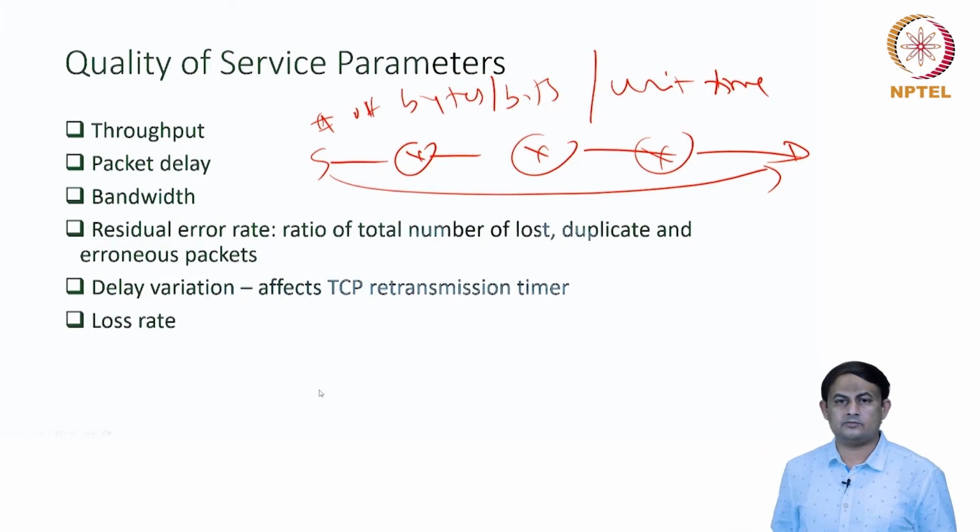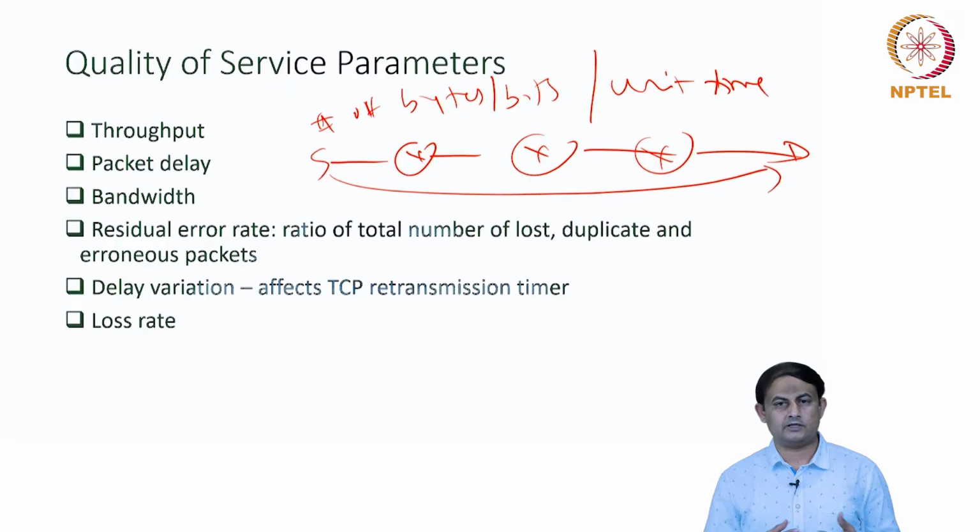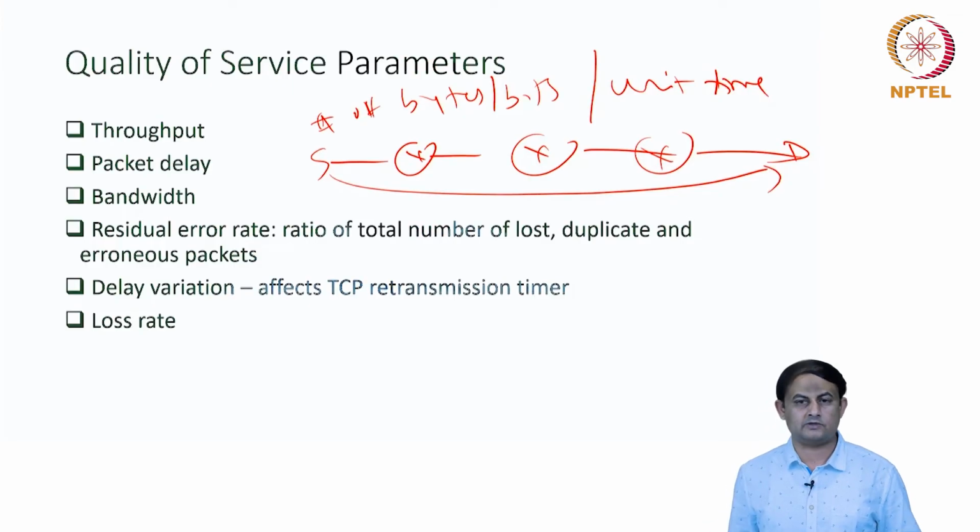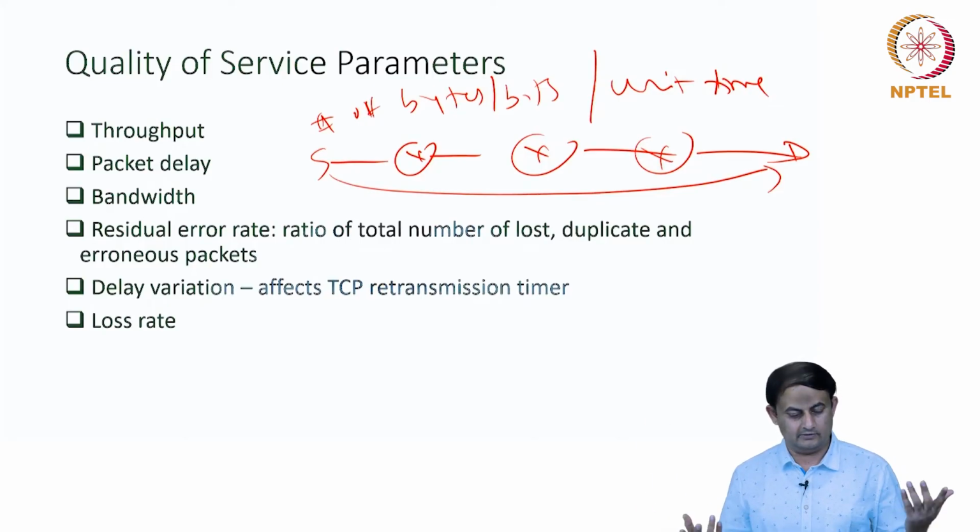And the last parameter that the application can use to specify the quality of service requirement is the loss rate. Loss rate tells the fraction of packets that get lost in the network.